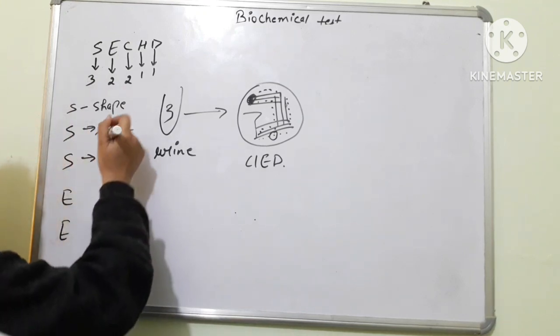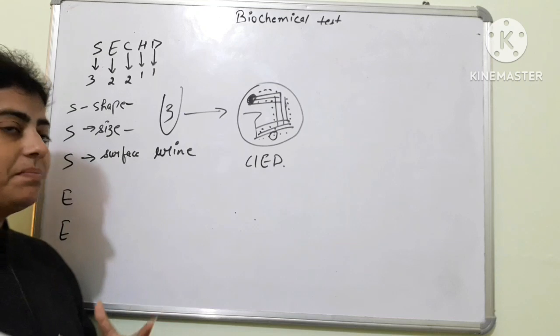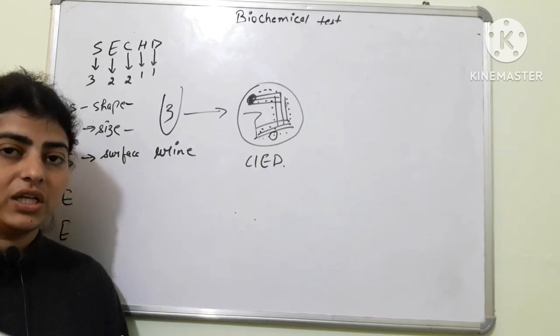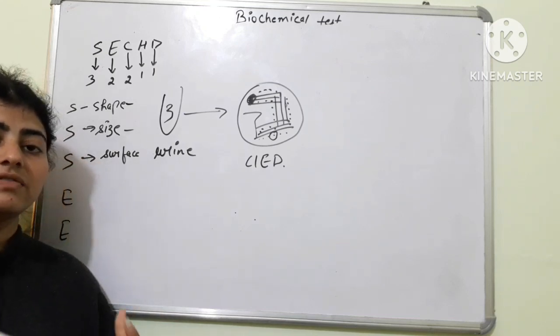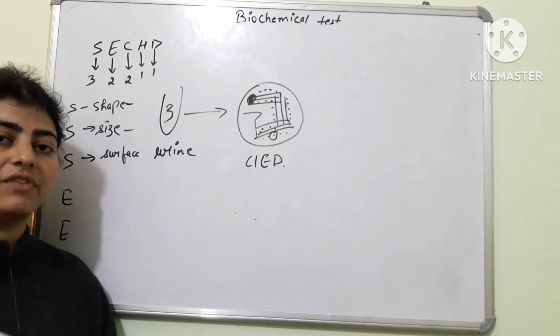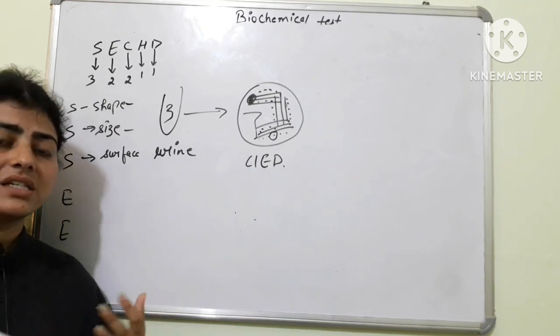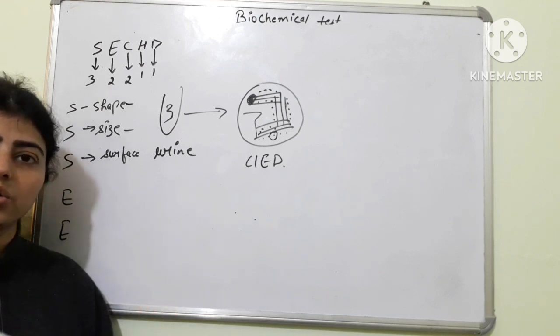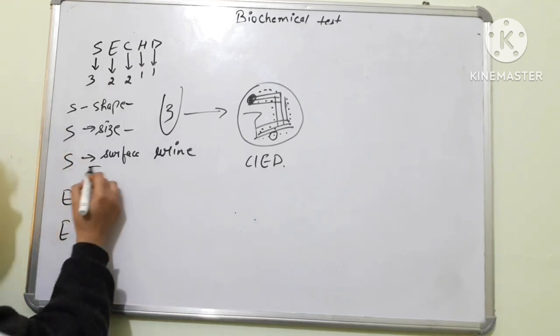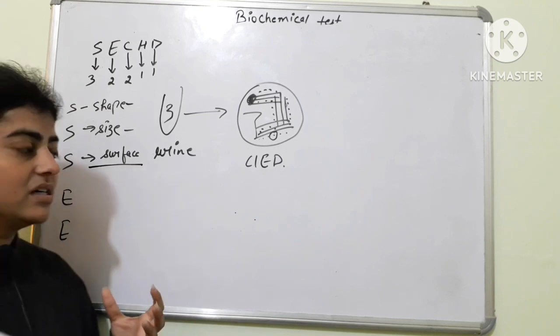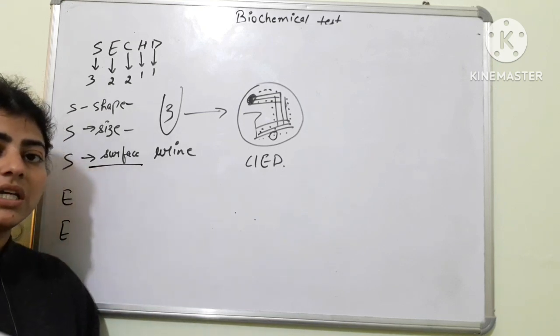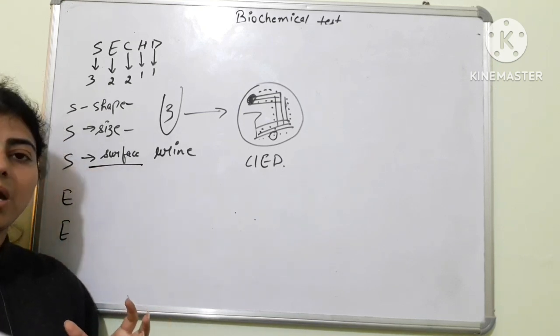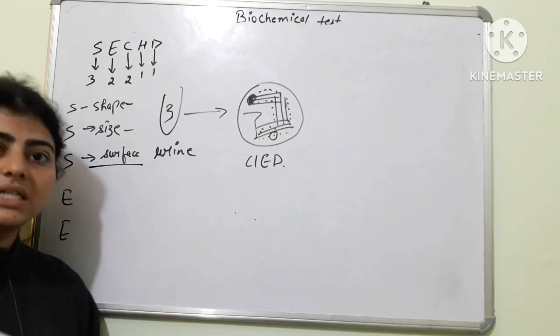Next we have shape. Shape means after looking at colonies you will find out what type of shape they have, whether they are circular or whether your colonies are irregular. Next we have surface. Surface means what type of surface your colony has, they may be shiny or they may be dull.